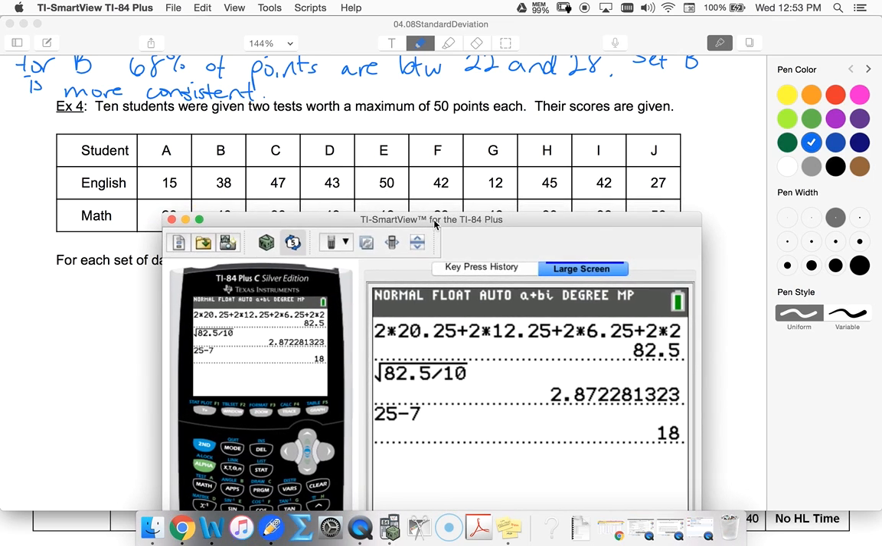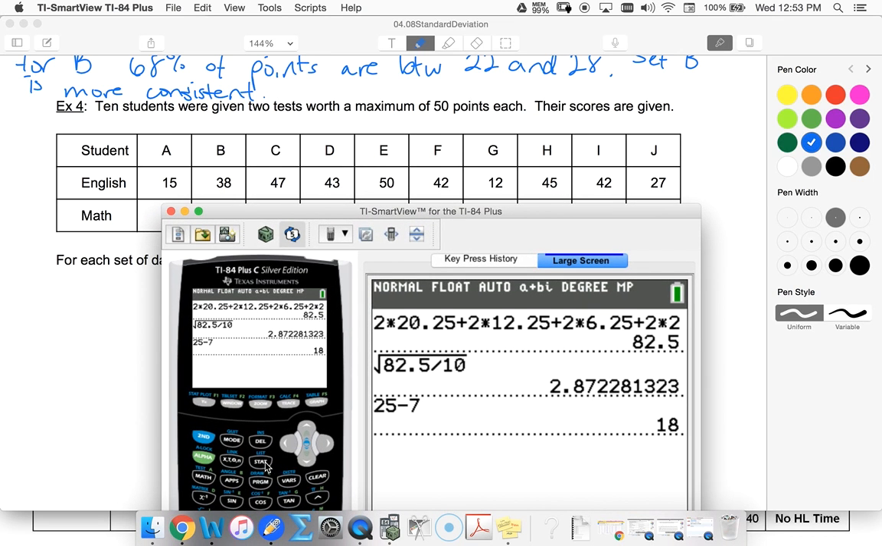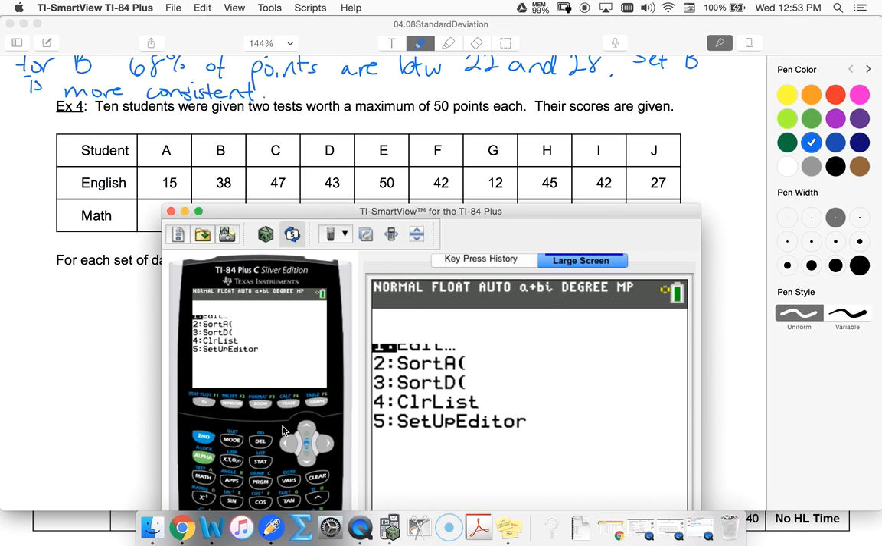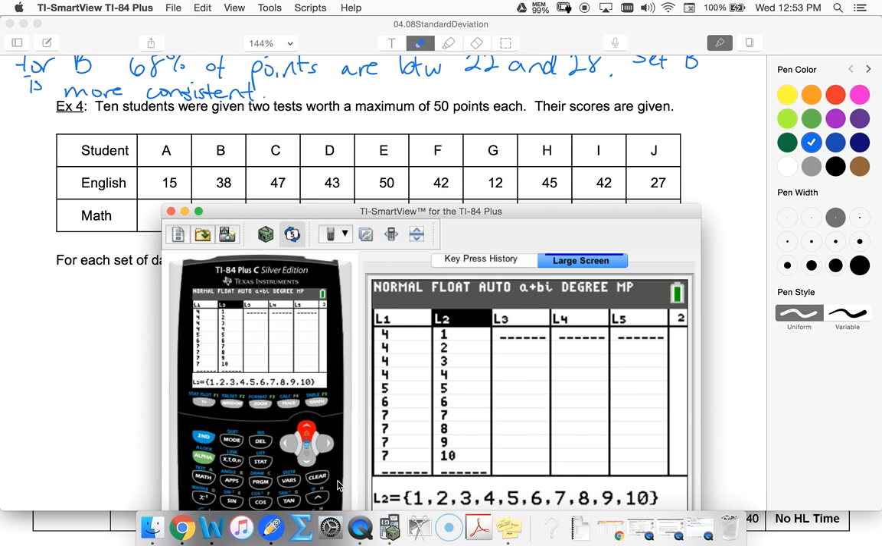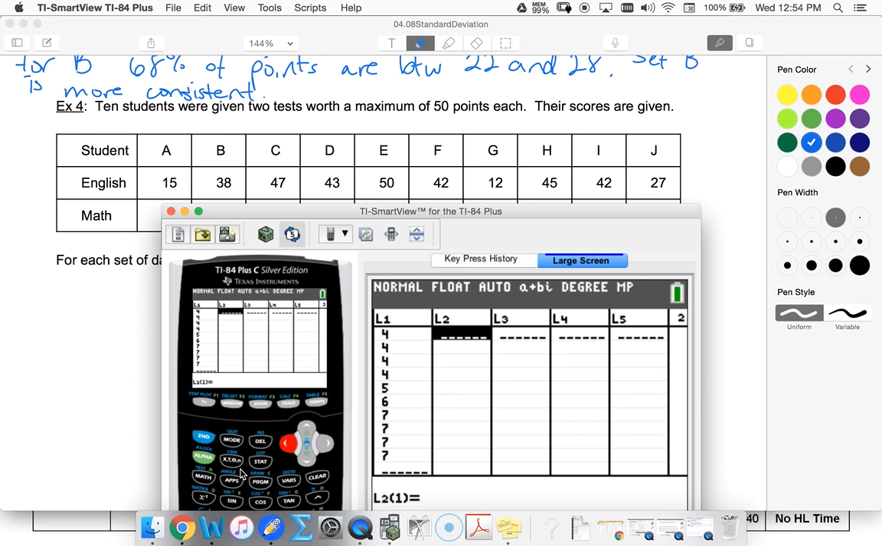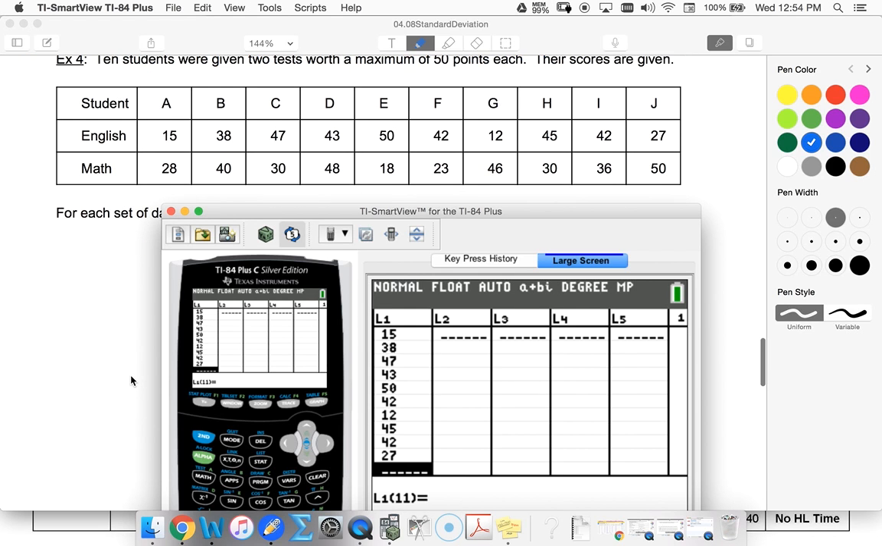So let's go ahead and put in our scores. Stat, edit. I'm going to go up and clear, enter, and then clear, enter. So I'm going to put in my 2 lists of data. So I've got 10 values. I want to look and make sure that I didn't type anything wrong. Those look okay. So that was my English list.